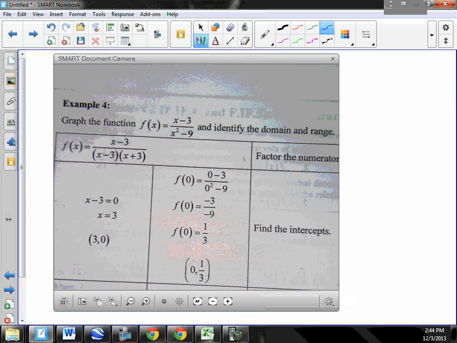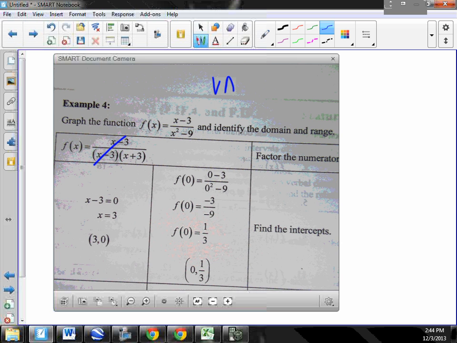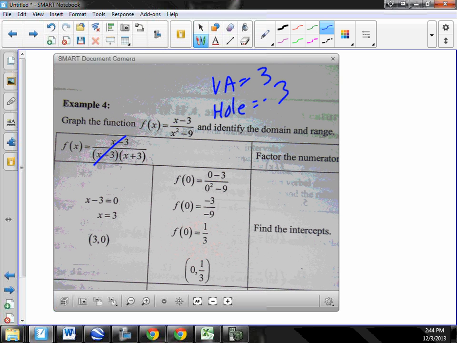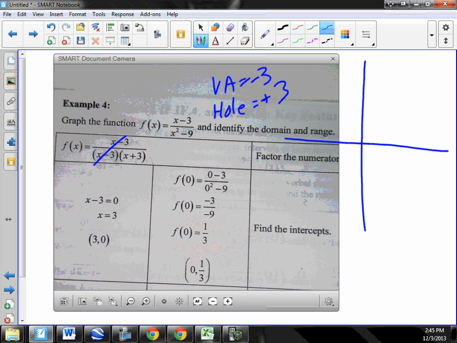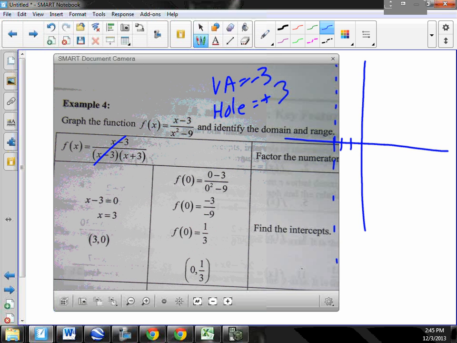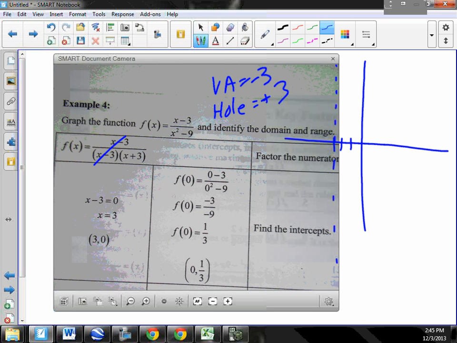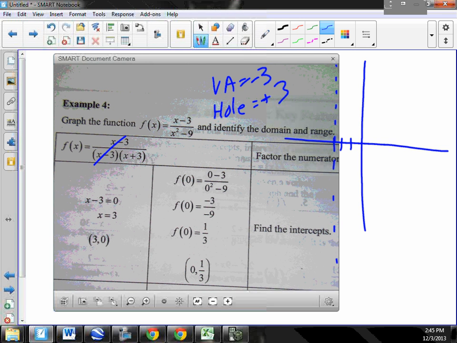Well, we never actually graphed one that had a hole in it. So here we have a VA at 3, and we have a hole at -3. Okay? Oh, I got that backwards, huh? Sorry. So the VA is -3. Does this have any roots? It has a root, but it's a hole, so it doesn't count. I guess we kind of did one of these. I just forgot to put the hole on it. And do we have an HA?